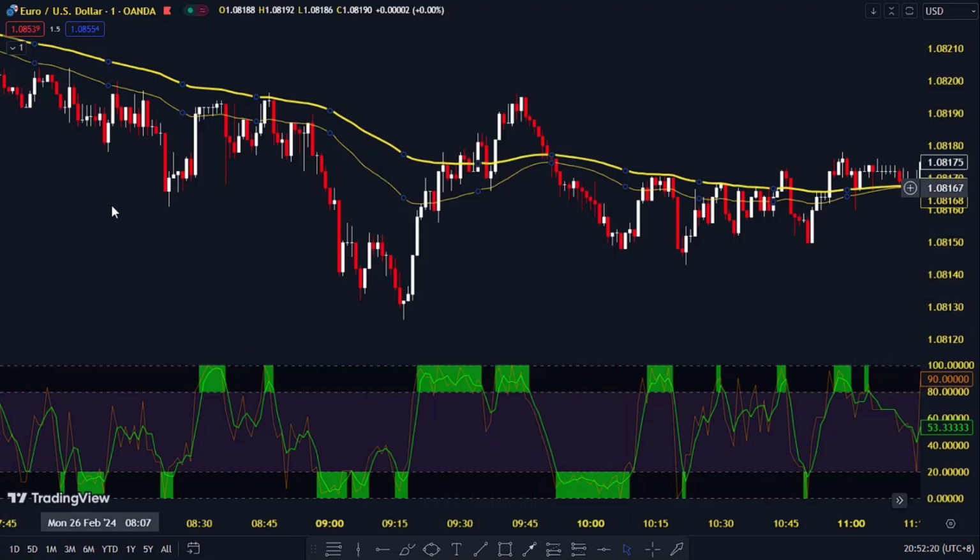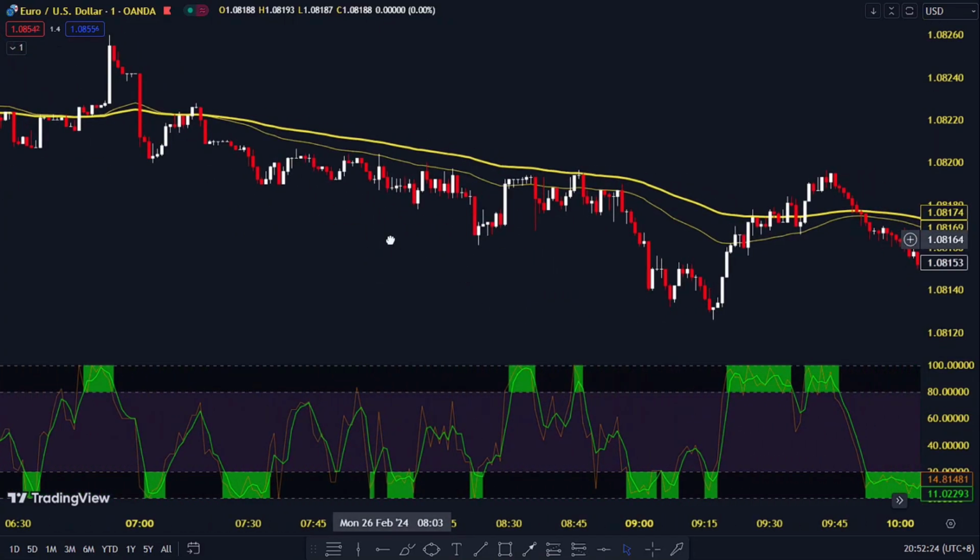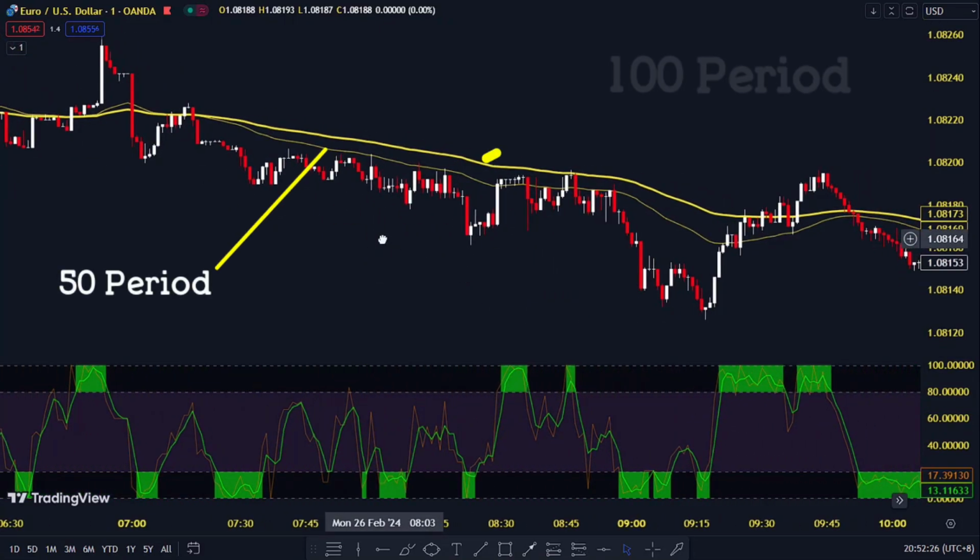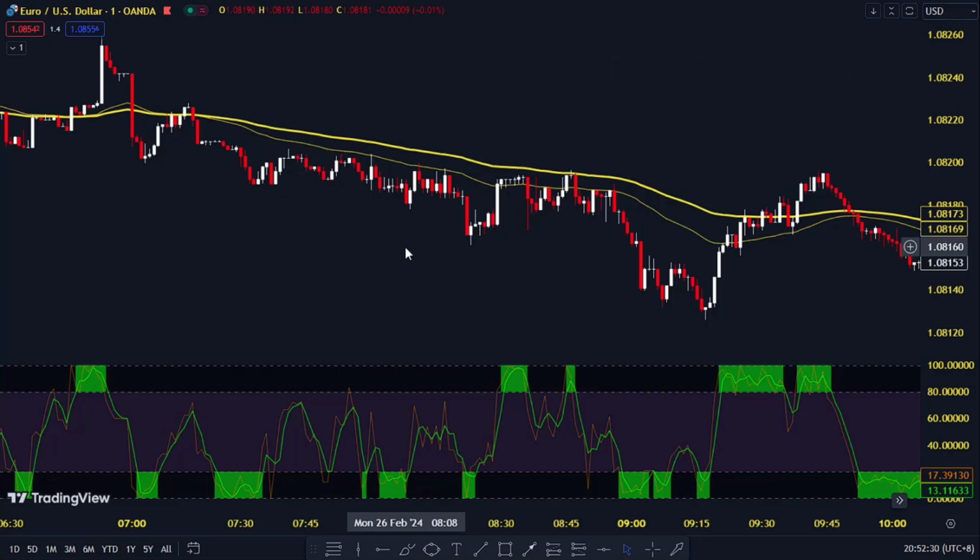So what's the game plan? First, we set up our EMAs specifically. A 50 period EMA as the faster one and a 100 period EMA as the smoother one. These act as our trend identifiers.